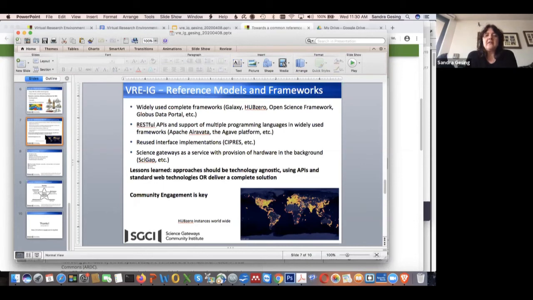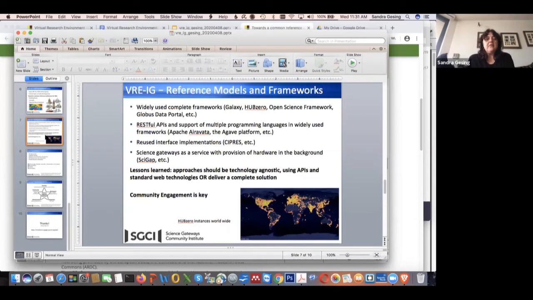One is really to widely use complete frameworks, like you might have heard about the Galaxy framework, HubZero, the Open Science Framework, the Globus data model, or that there are RESTful APIs and the support of multiple programming languages. So Apache Airavata, the Agave platform are examples for this, or the Tapis platform. They already have all these building blocks, and you put them together in RESTful services and APIs.